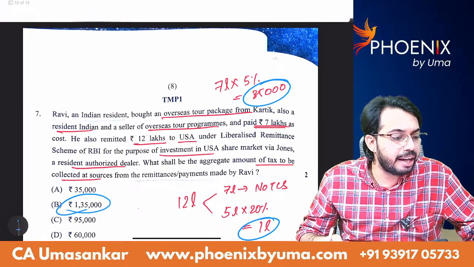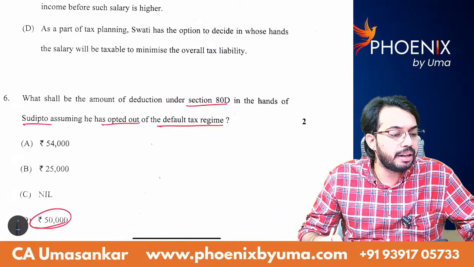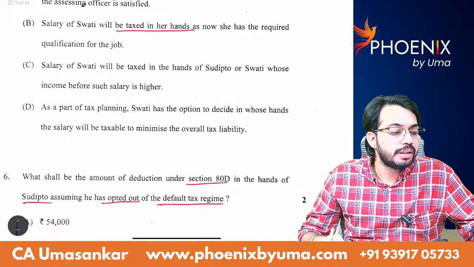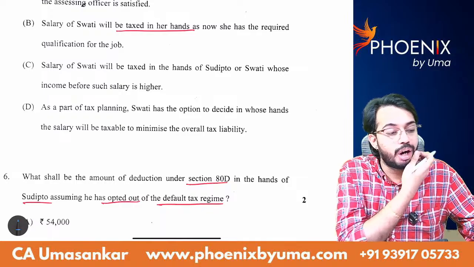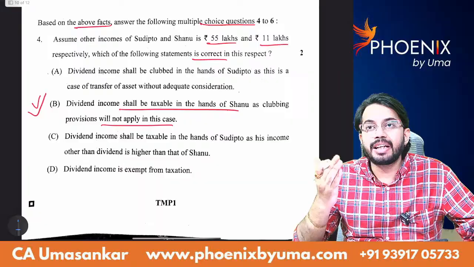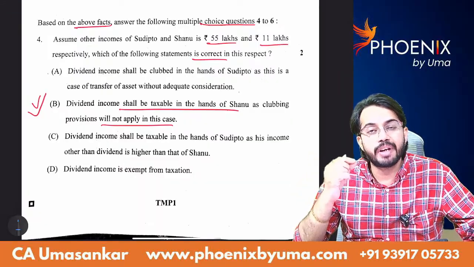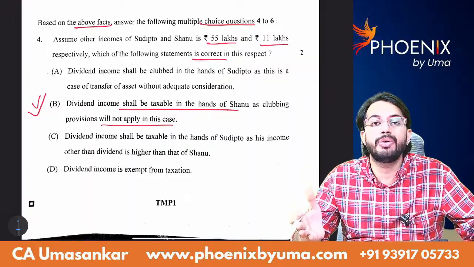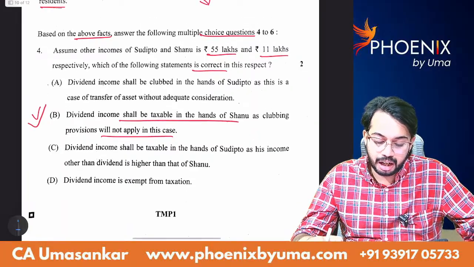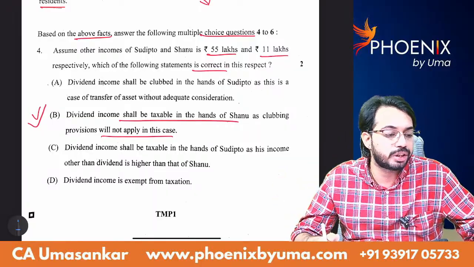Question number 5, assessing officer point, MCQ, sir. Sir, if the assessing officer is satisfied, then only clubbing will discontinue, till then clubbing in the hands of Sudipto. See, I do not know your name, but irrespective of that assessing officer, if nothing is specified, we can take reasonable assumption. In case of revocable transfer, if it is not revocable during lifetime of transferee, then clubbing provisions will not get attracted. Here, no clubbing will be there. Clubbing will not be done in the hands of Sudipto. It is taxable in the hands of Shanu only.